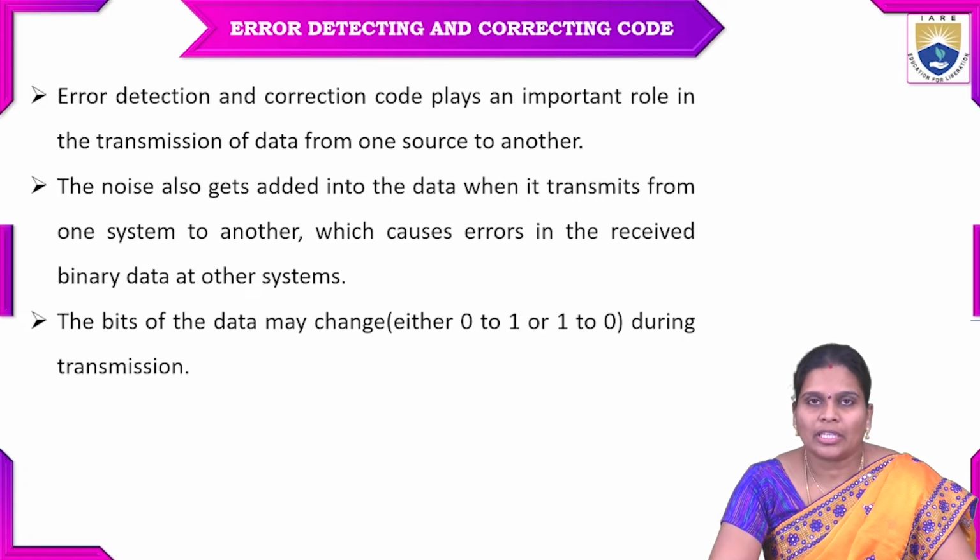If we are transmitting the data, noise will occur. Noise is also added to the data when it is transmitted from one system to another, which causes errors in the received binary data at the other system. So we want to reduce that noise and those errors, and for that we use the error detecting and correcting code.